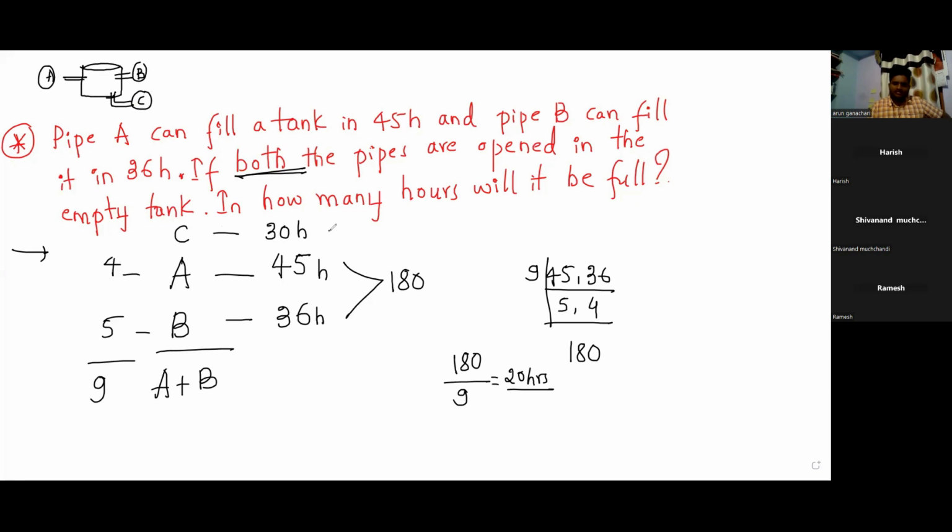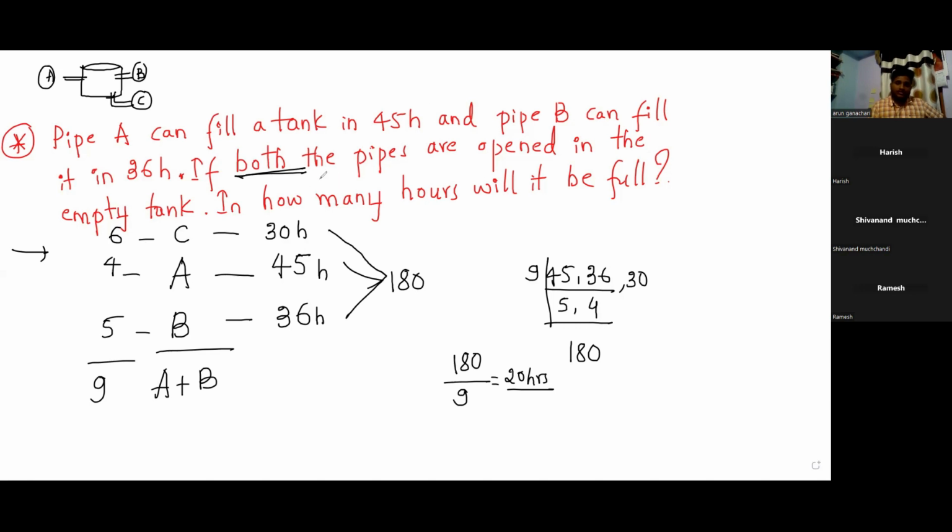Now the LCM is the same. The LCM of 30, 45, and 36 is what? If I add 30 here, nothing will change. So the LCM is still 180. 180 by 30 is how much? 180 by 30 is 6. Understanding this?